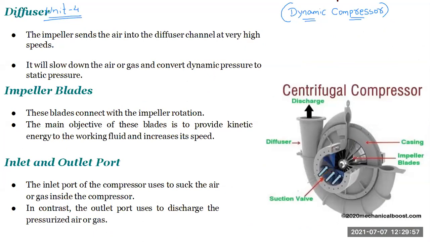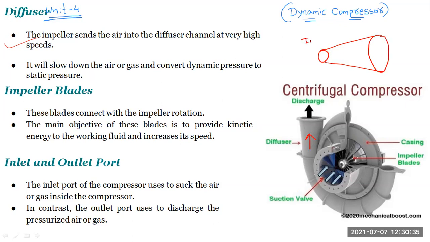Okay. Next, diffuser. So this pipe is the diffuser pipe. Okay. So what happens here? The impeller sends the air into the diffuser channel at a very high speed. So air will enter. This impeller will rotate the air. Okay. Then it will transfer the air to this diffuser. Okay. And what will happen in the diffuser? It will slow down the air because the diffuser will look like this. Gradually, cross-sectional area will increase.